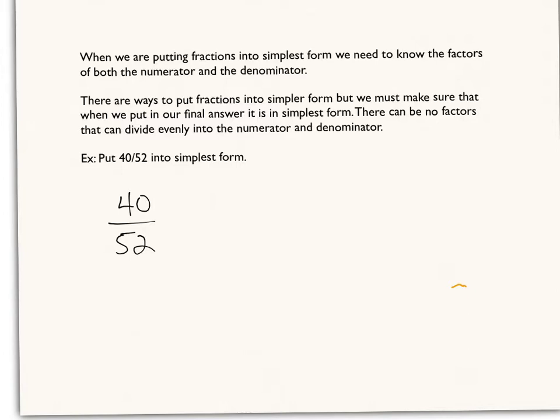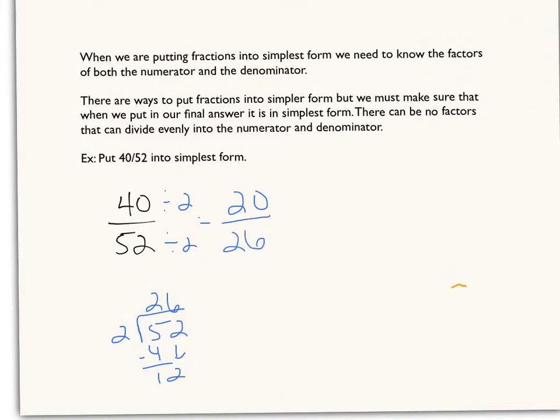Like I said, if I find two even numbers, I like to go and divide them by 2 right away. So if I have 40/52, and I know, okay, they're both even numbers, I'm going to divide by 2. So 40 divided by 2 I know is 20, and 52 divided by 2, I know it's even, so it's going to work. So I take 2, give it 5, 2 times 2 is 4, 5 minus 4 is 1, bring down my 2, 26. Okay, so 20/26.